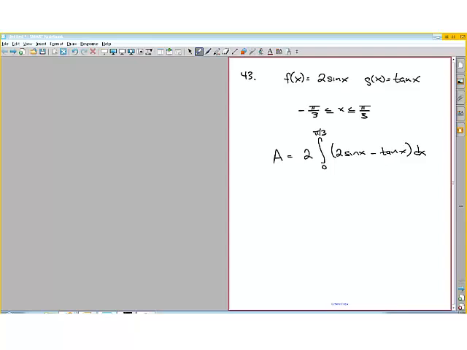Okay, so let's do it. So we have 2 times 2 times the integral of the sine, which is going to be negative the cosine. And the integral of the tangent is, well, I forget exactly, it's a natural log of something. We'll go to page 383, I think it is. Yeah, 383. The integral of the tangent is equal to negative the natural log of the absolute value of the cosine of x.